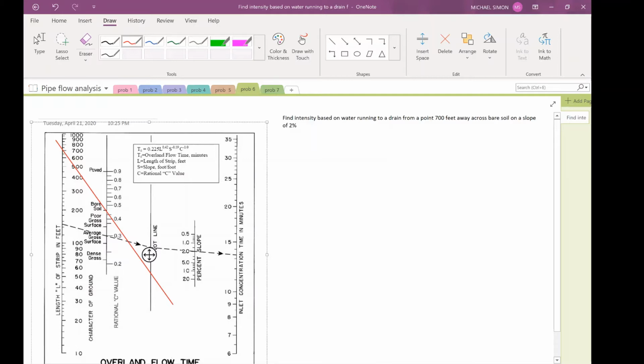And these are numbers that you would actually figure out based on reviewing a site plan. This is survey data you get ahead of time before you start the actual design. So this isn't something that's always just given to you. So now from that pivot point, we go through 2%. And again, with a straight edge and a ruler, it's much easier to do that.